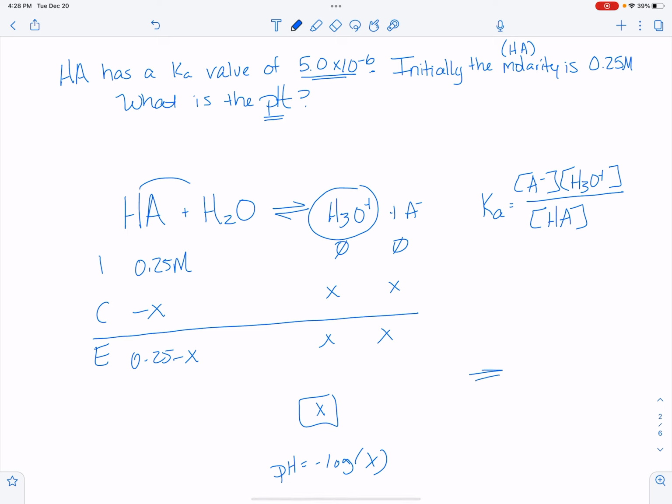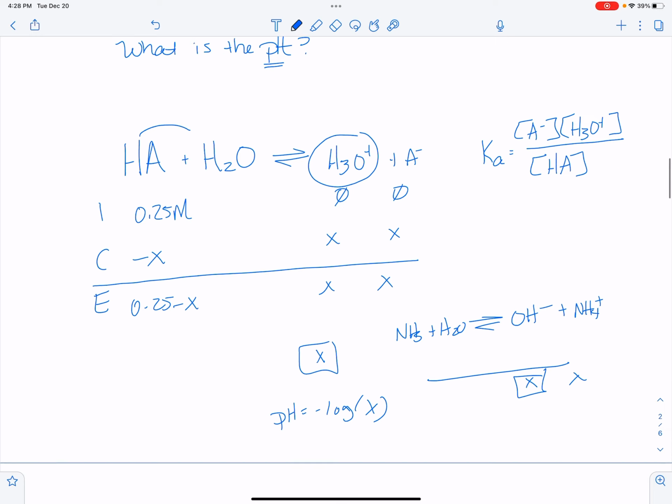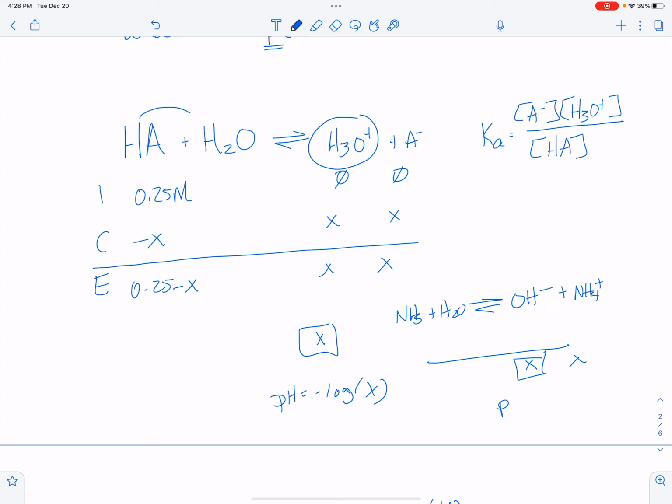Note, if you were given something like a base that produced something over here on the right side, like NH4 plus, so that'd be like NH3 reacting with water. Notice that when you fill it all in, you're going to have an X here and an X here. This same X is what you're used to solving for, but if we need the pH, just note that this is going to actually be the pOH because we're talking about OH. And this will have one more step where you subtract from 14 to get the pH.